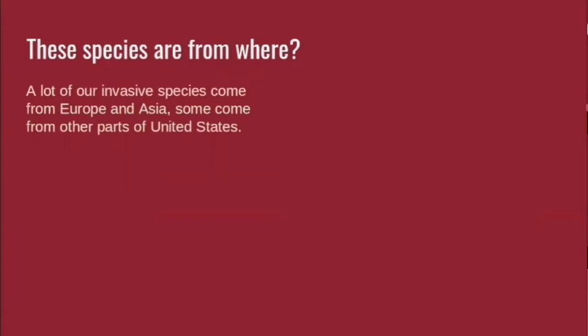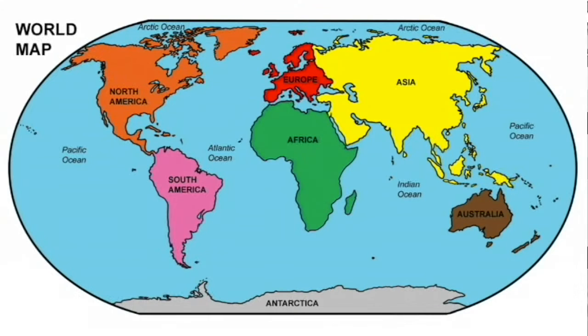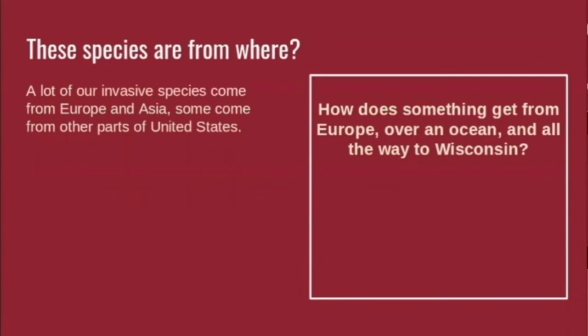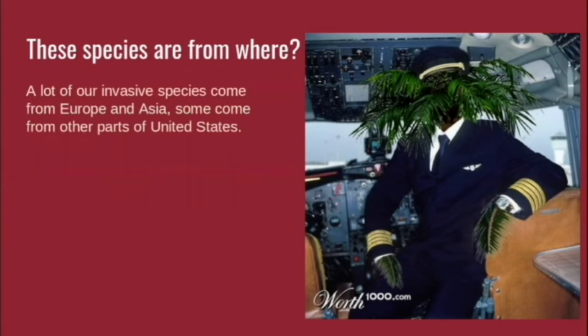This is another question I really want you guys to think about. How does a plant, a rooted plant like Eurasian water milfoil, come from Europe and Asia and get all the way into our lakes in Waupaca County or anywhere in Wisconsin? Did a plant like Eurasian water milfoil grow wings and fly 4,000 miles? I don't think they hitched a ride on an airplane either.